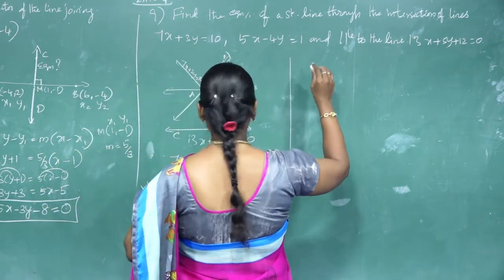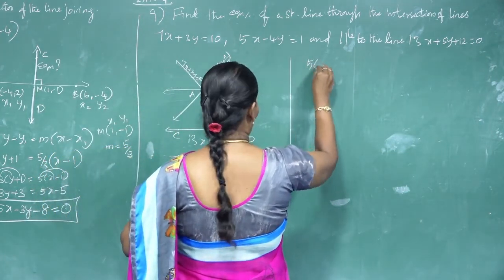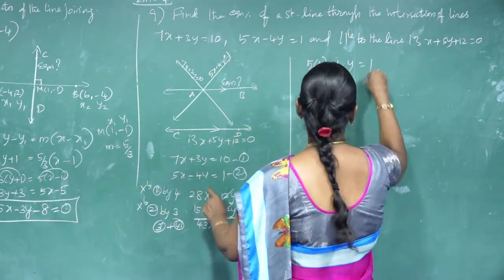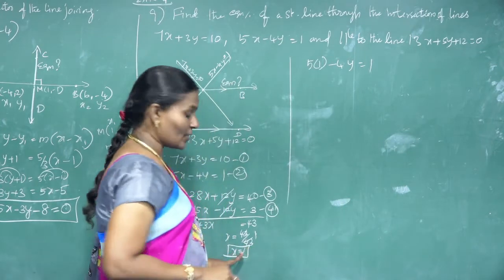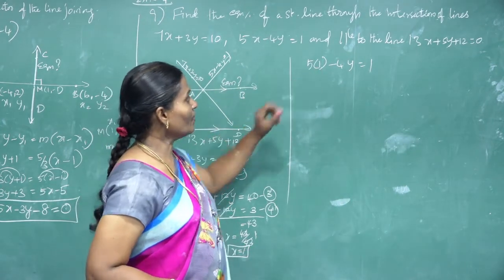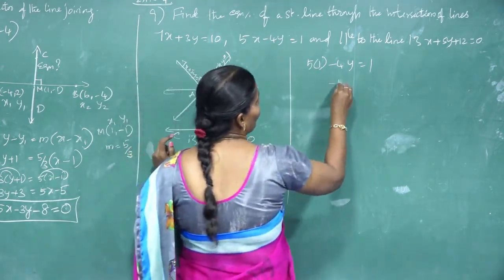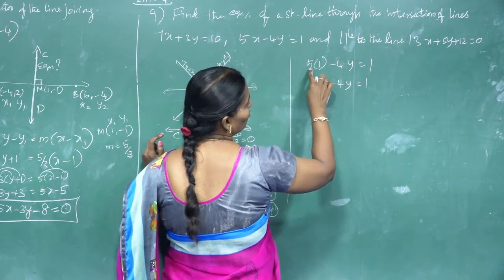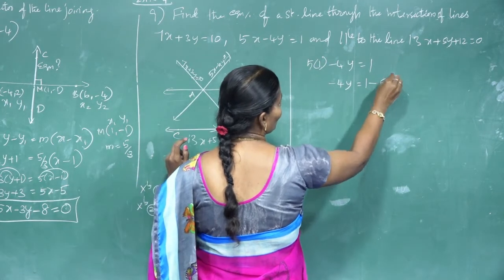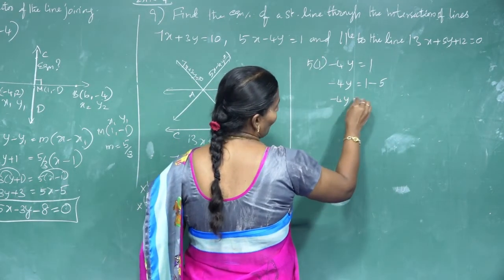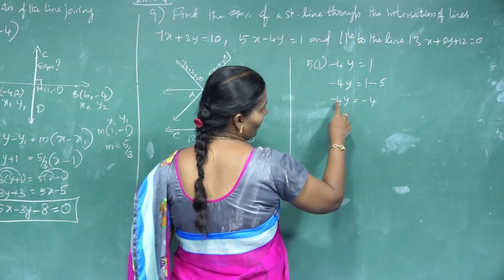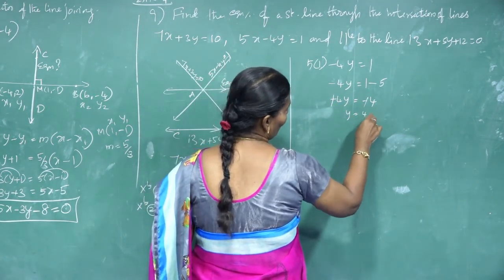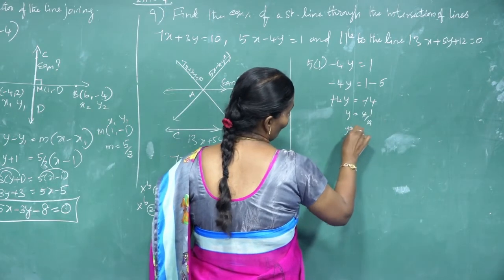Now we take the second equation. So 5 of 1 minus 4y is equal to 1, because the x value is 1. So substitute 1 here. So minus 4y is equal to 1 minus 5, the 5 moving to the right side becomes negative. Minus 4y is equal to minus 4. The minus signs cancel. y is equal to 4 by 4, that is 1. So y is equal to 1.